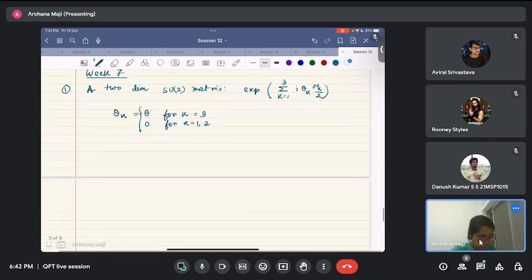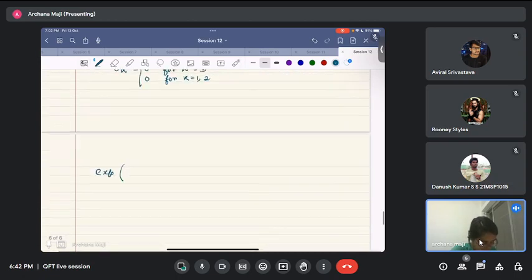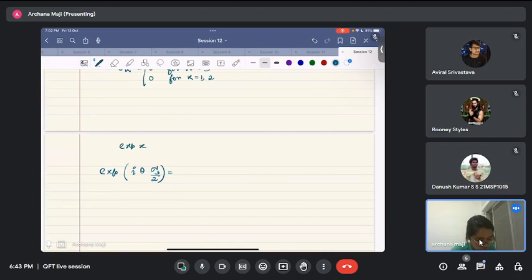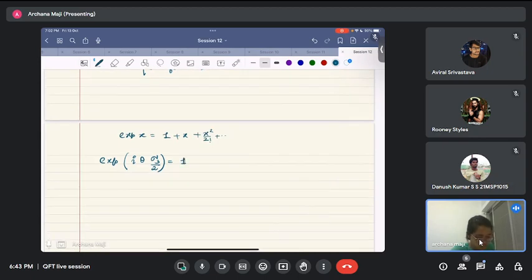So let's evaluate this for this particular choice of theta. We have exponential of i theta sigma_3 over 2. We have seen in our sessions how to expand this exponential. We just use that formula. Exponential of x is 1 plus x plus x squared over 2 factorial and so on. Now these are matrices, so you write a 2 by 2 identity, because sigma_3 is a 2 by 2 matrix, plus i theta over 2 sigma_3 plus 1 over 2 factorial theta over 2 whole squared sigma_3 squared plus 1 over 3 factorial theta over 2 whole cubed sigma_3 cubed and so on.